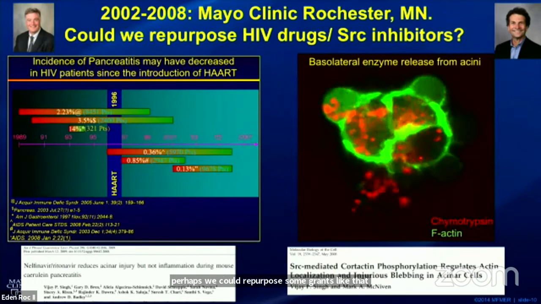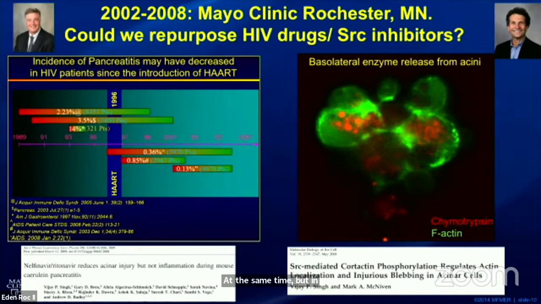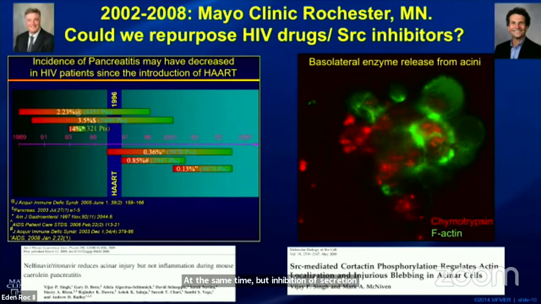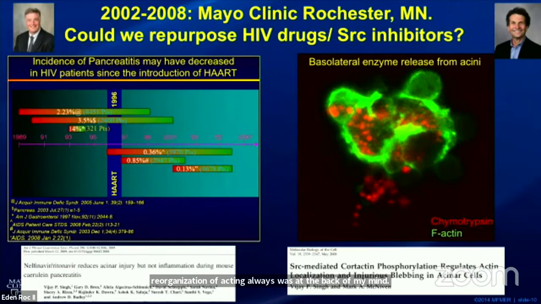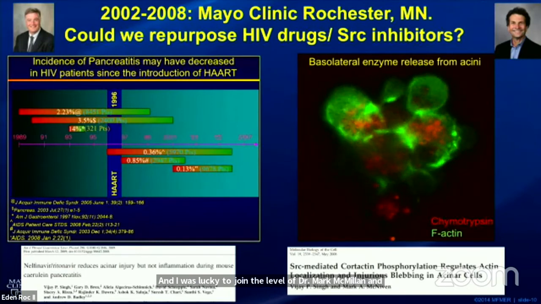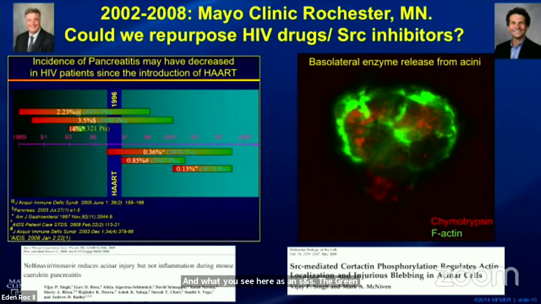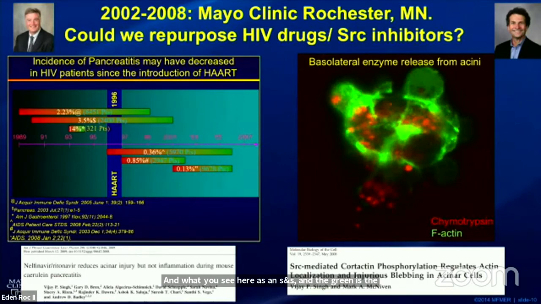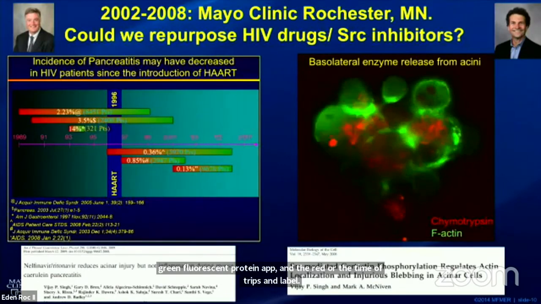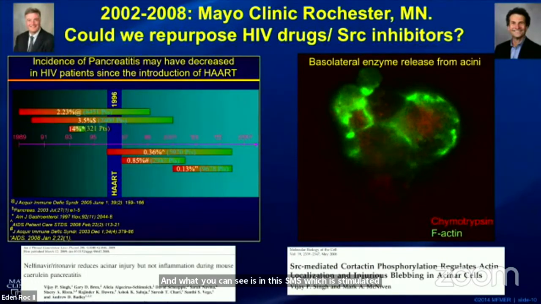At the same time, the inhibition of secretion, reorganization of actin always was at the back of my mind. And I was lucky to join the lab of Dr. Mark McNiven. And what you see here is an acinus. The green is the green fluorescent protein actin. And the red are the chymotrypsin labeled by DS-Red. And what you can see is in this acinus, which is stimulated with high dose caerulein, there is this basolateral leakage that you just saw.